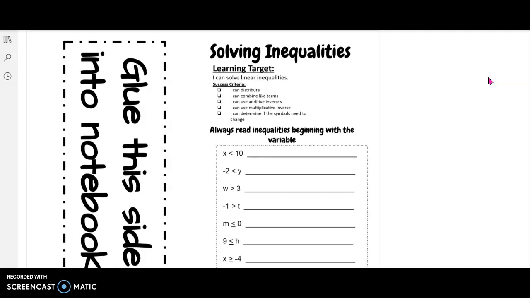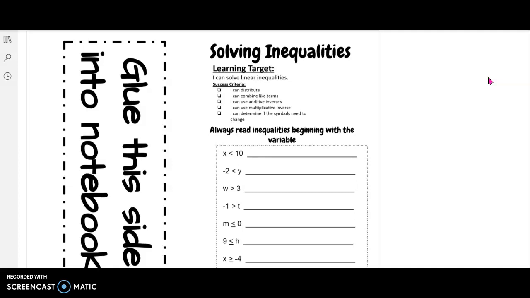So some of the things you know that you need to do for this is you need to be able to distribute, combine like terms, use additive inverses and multiplicative inverses. Remember, inverse just means opposite, so it's the opposite of adding. It's the opposite of multiplying. And determine if the symbol needs to change. Like if it's a less than, does it need to change to a greater than, and why?